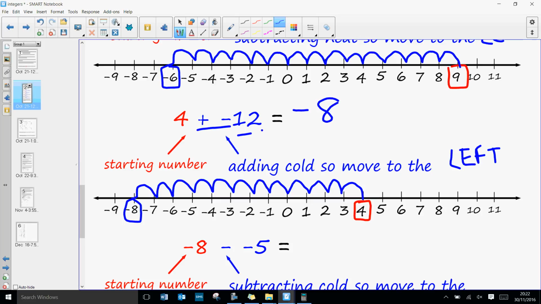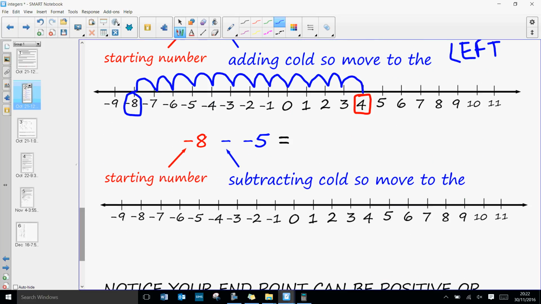And the last example on this page, we're starting at -8. And this time we are subtracting cold. So if you're taking cold away from something, that means that you're getting hotter. So we're moving to the right, and we're moving to the right 5 places from our -8. 1, 2, 3, 4, 5. And we end up at -3.